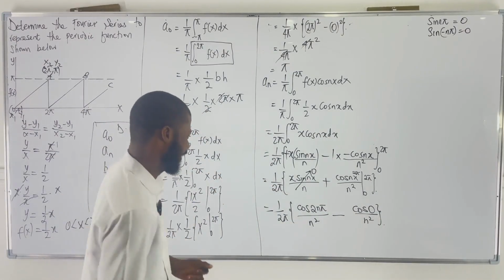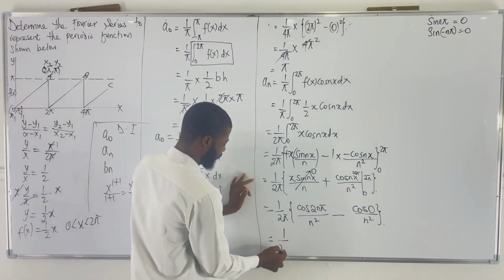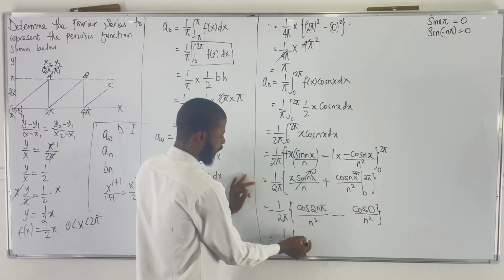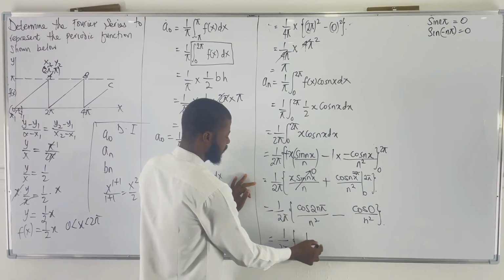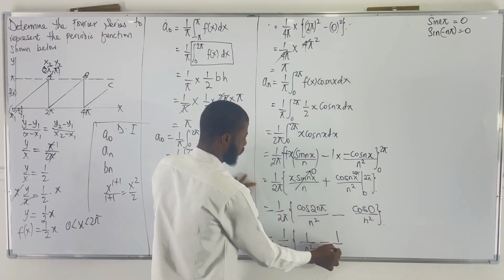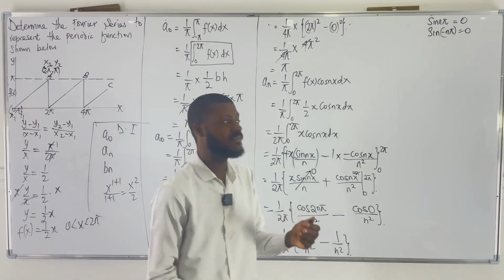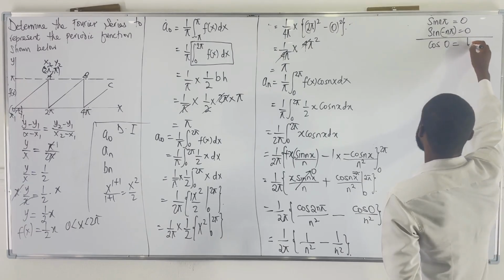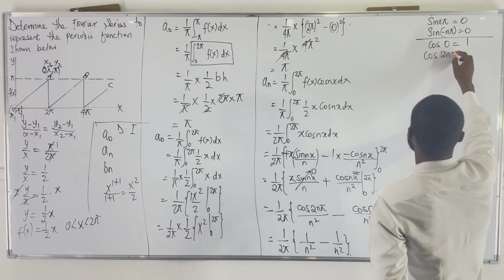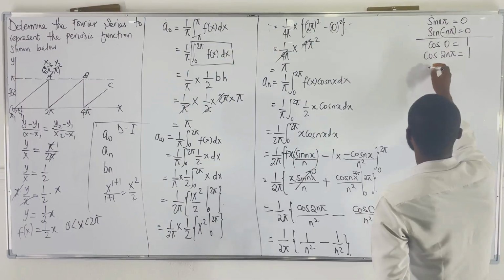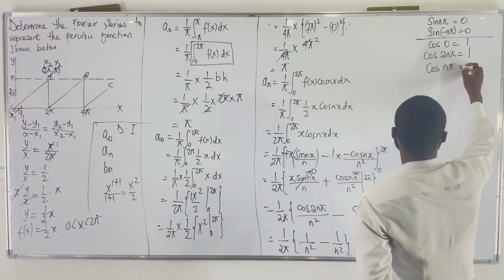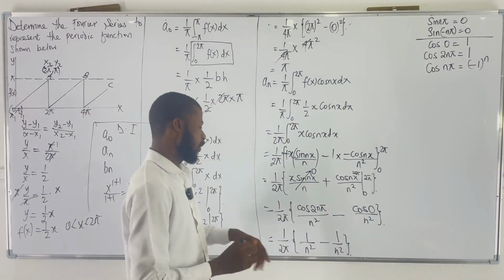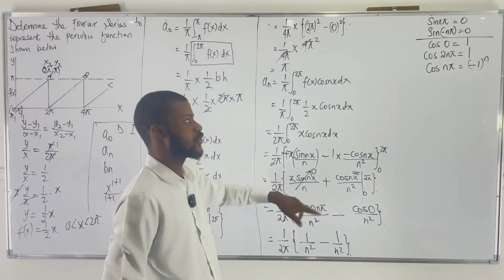Okay, so let's proceed. So this will be 1 over 2 pi. Cosine of 2n pi is 1, so this is 1 over n squared, minus cosine of 0, which is 1 over n squared. Another special value you need to know is for cosine. Cosine of 0 is 1. Cosine of 2n pi is 1. But cosine of n pi is minus 1 to the power of n. But there was no n pi here. There's 2n pi.